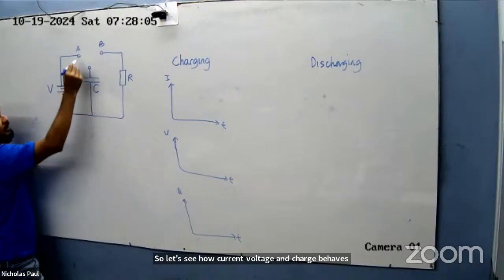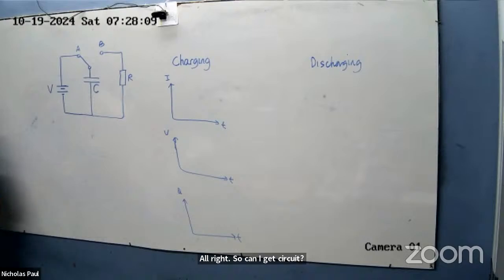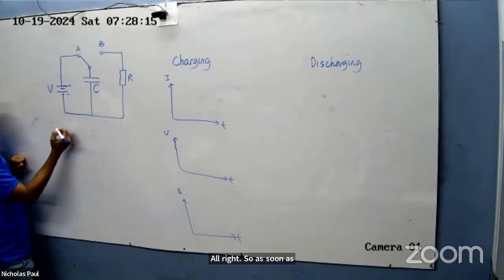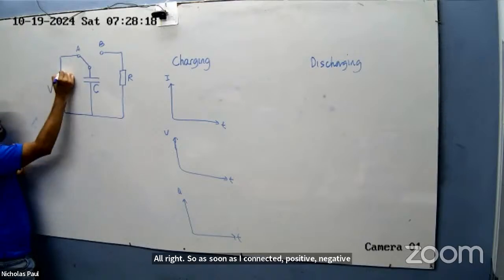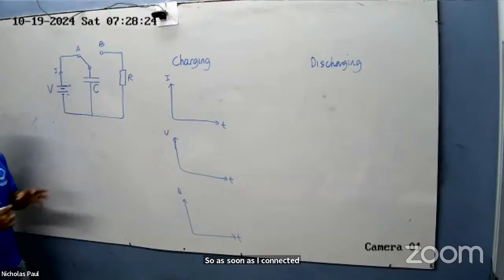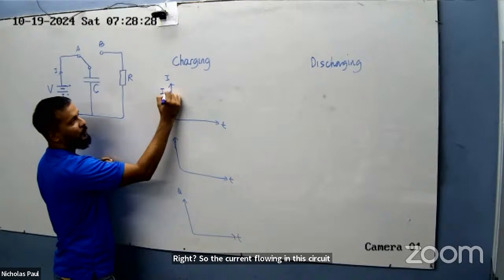All right. So connect this circuit. First thing to flow is what? Current. So as soon as I connect it, positive, negative, the electrons begin to flow. So current will flow, right? So as soon as I connect the circuit, the current in the circuit is the maximum, right? So the current flowing in the circuit starts at its maximum value, which is I naught.